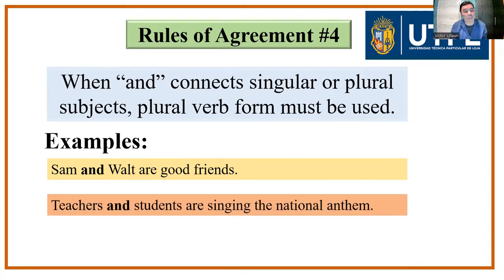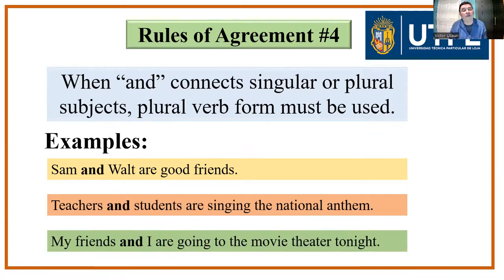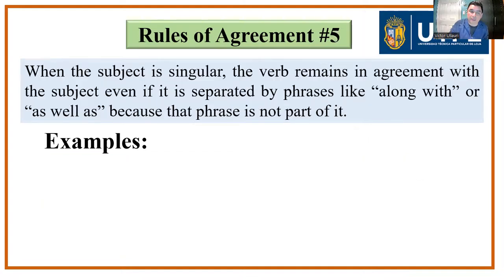Another example: teachers and students are singing the national anthem. Teachers, plural, students, plural, linked by "and," we're going to use the verb in the plural form. Teachers and students are singing the national anthem. I give you another one. My friends and I are going to the movie theater tonight. My friends, plural, I am singular, but I'm not going to say "I am" because I have the plural, my friends, so it becomes plural. The verb becomes plural. My friends and I are going to the movie theater tonight.